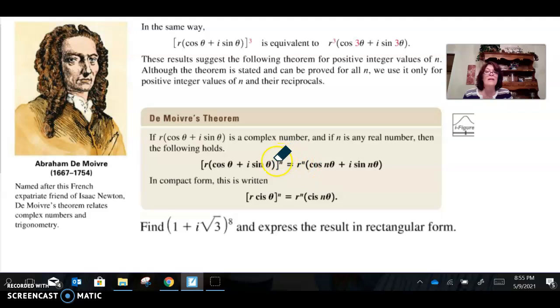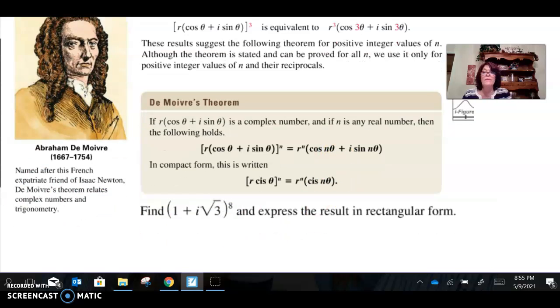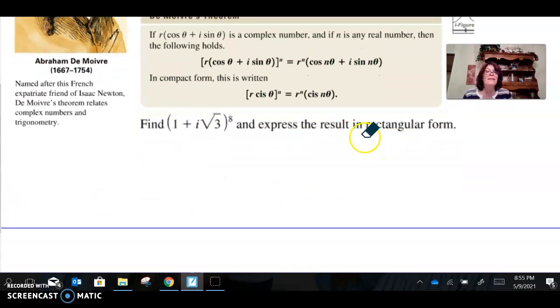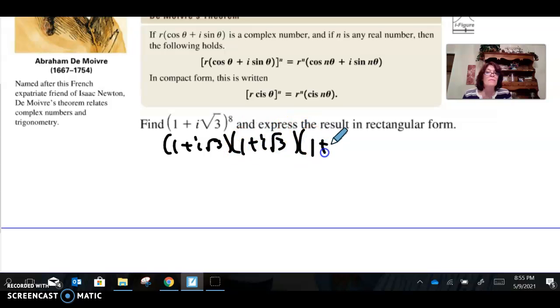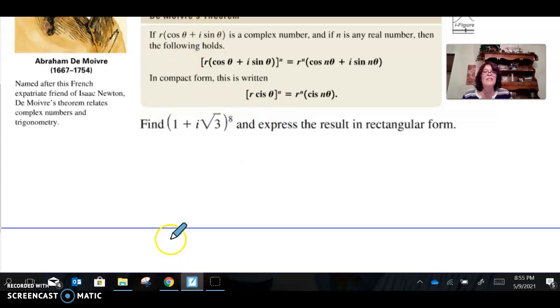Same thing here. When I raise this to a power, I end up multiplying it times the angle. The only way we can do these, guys, is if we are in trigonometric form to start. I'm in rectangular form right here. I would have to take 1 plus square root of 3 i, times 1 plus square root of 3 i, times 1 plus square root of 3 i, 8 times. Not happening. Let's change it to trigonometric form.